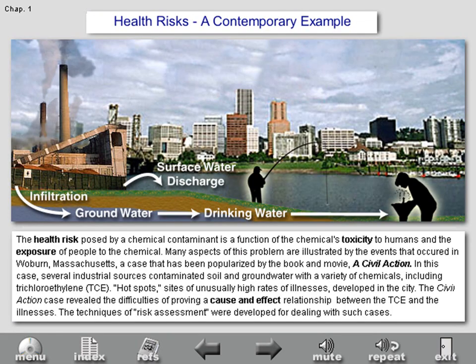The complex issues involved in assessing risk to human health are nicely illustrated by the story of chemical contamination in Woburn, Massachusetts, which has been popularized by the book and movie called The Civil Action. Note that chemical contamination can impact people by a variety of exposure routes.